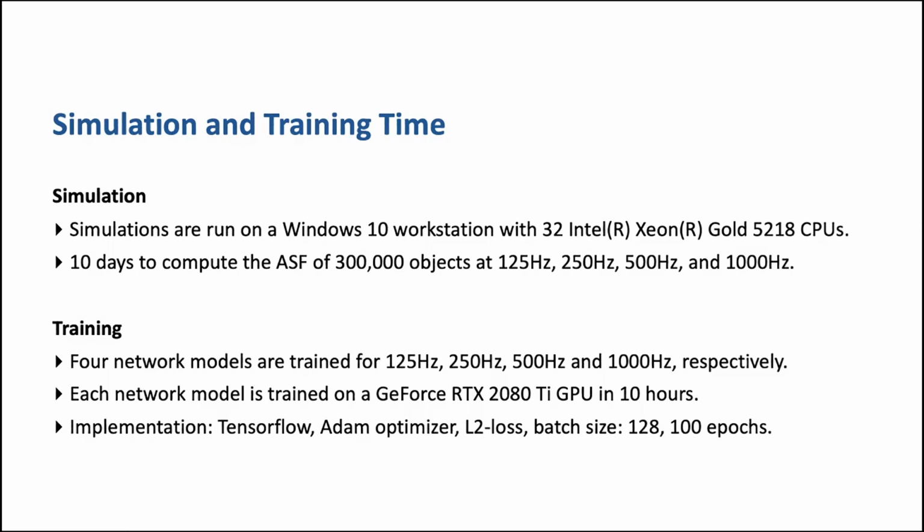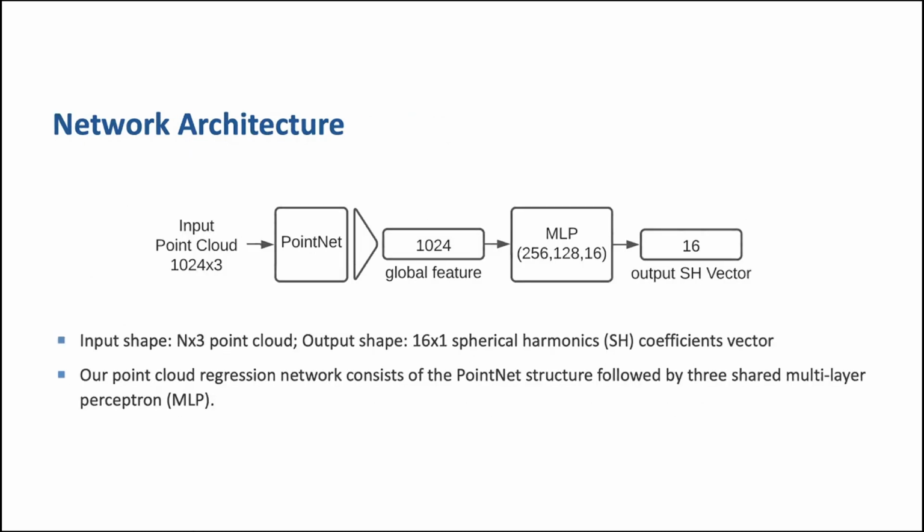When simulation is done, we train 4 network models for all different frequencies. Each network is trained on our modern GPU for 10 hours. We aim to present a proof of concept implementation for our idea, and we borrowed the PointNet architecture to extract global features from the input point clouds. Then we used 3 multi-layer perceptron layers to regress the spherical harmonics coefficients, which represent the acoustic scattering field. While it is possible to find better structures for the problem, we did not extensively experiment on that aspect.